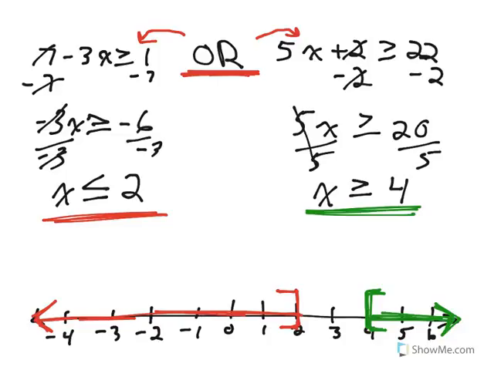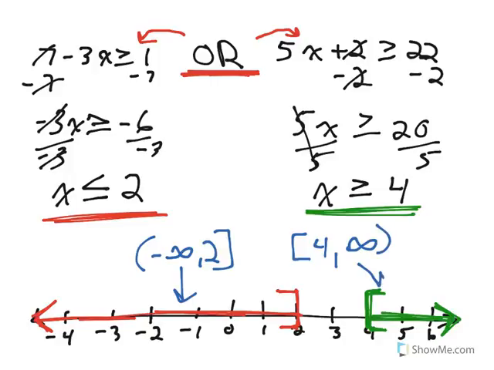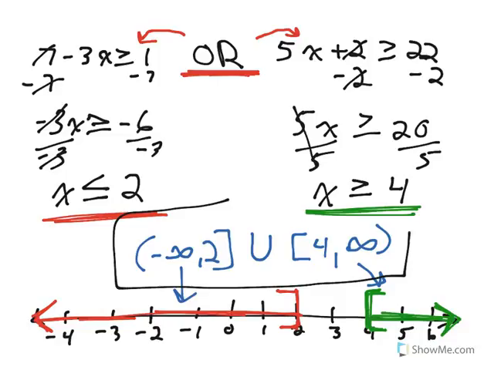So the solution then can be written as negative infinity, comma, 2 for the first one, and 4, comma, positive infinity for the second one, and then we join them with a U, meaning union. Our solution is the union of those two intervals.